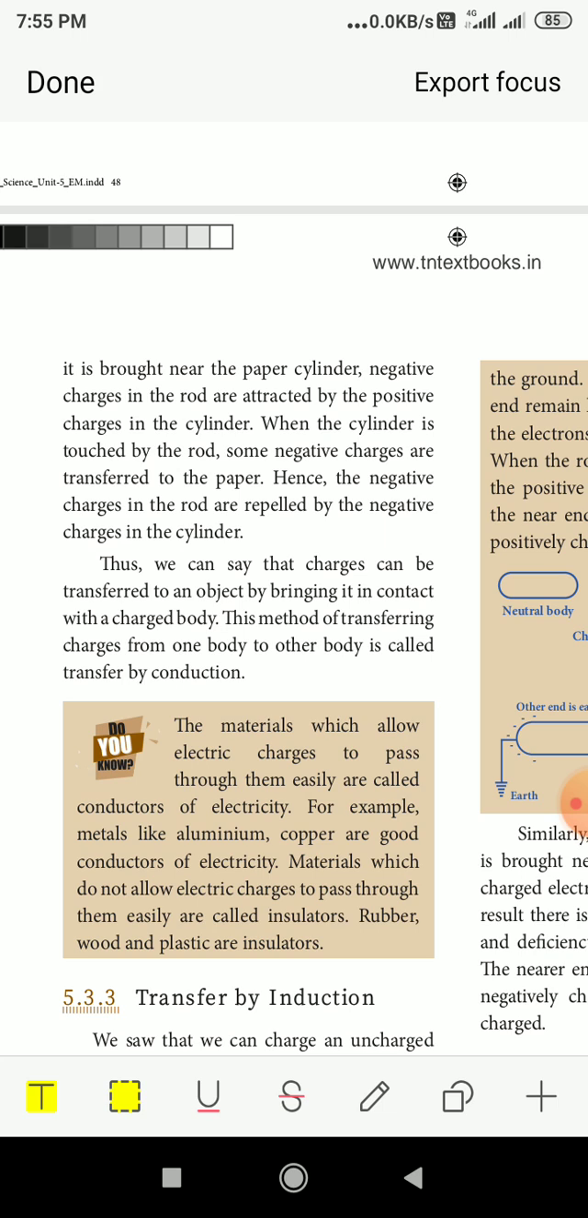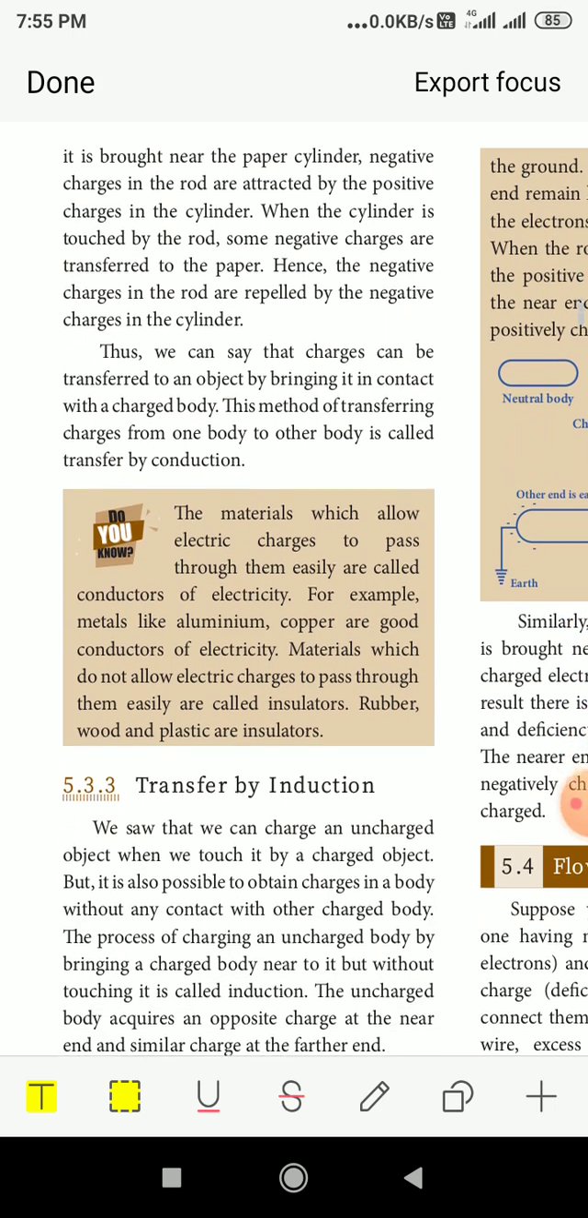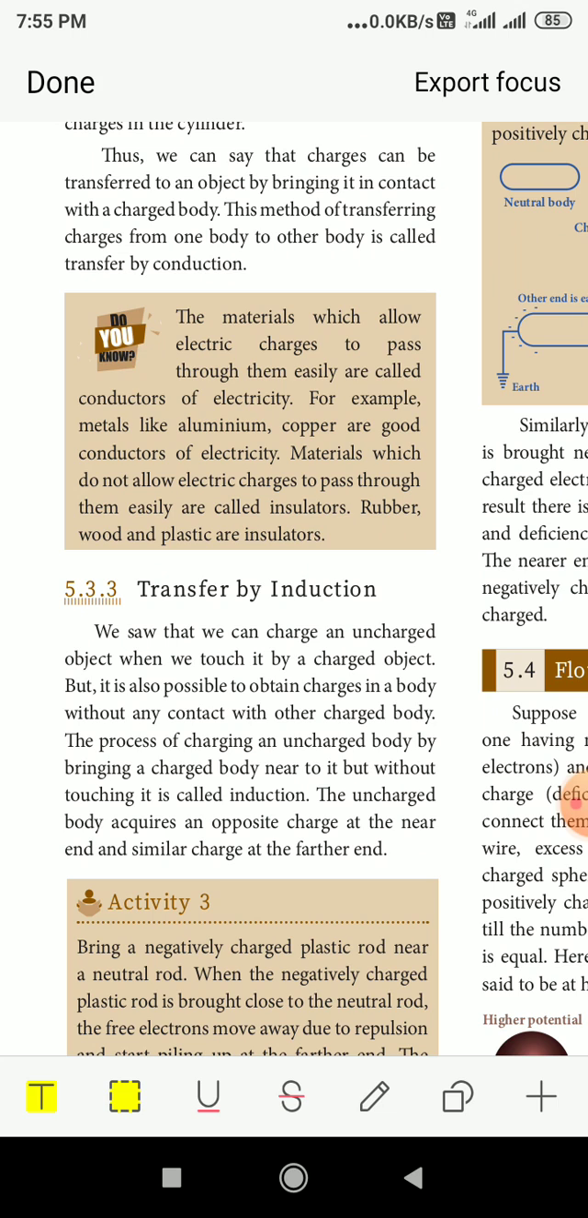The same thing again they have shown by rubbing the ebonite rod with fur, wool or a silk cloth. The negatively charged particles will get from the fur to the ebonite rod and it will attract, and that is by conduction. Okay. Now next they are explaining induction. We saw that we can charge an uncharged object when we touch it with a charged object, but it is also possible to obtain charges in a body without any contact.